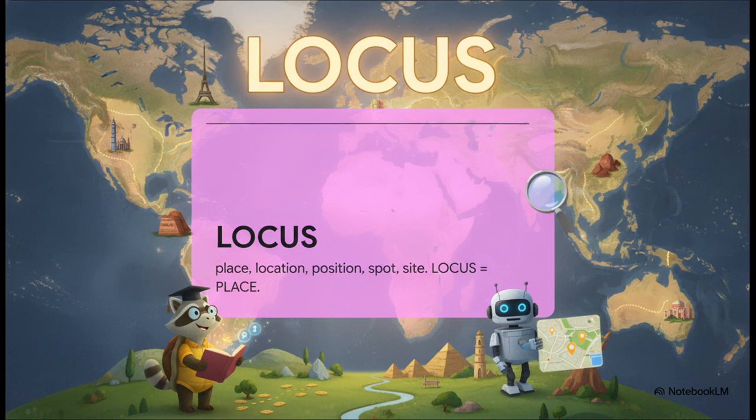And that brings us to our absolute most important root formula. Locus equals place. Whenever you see LOC, I want you to ask yourself, what place is this word talking about? That one simple question is your key to unlocking the meanings of dozens of advanced English words.